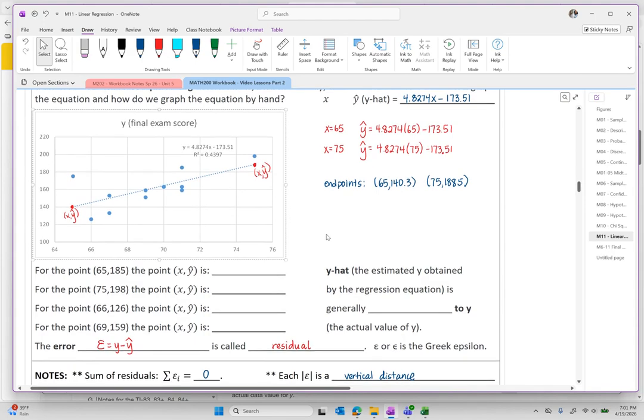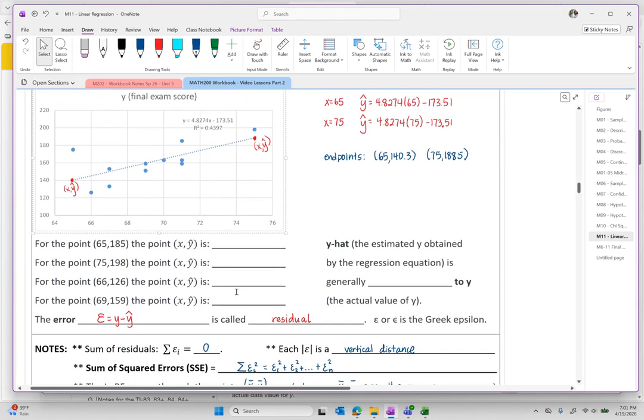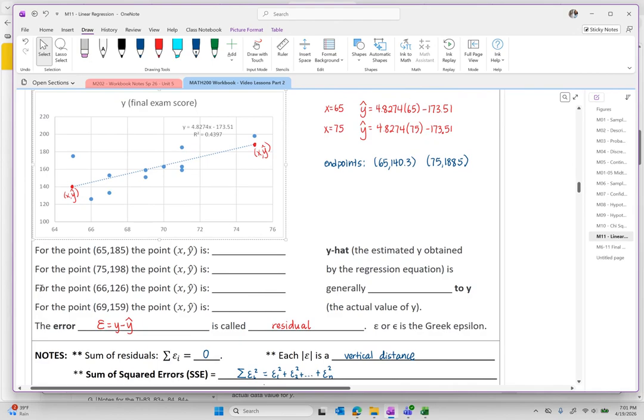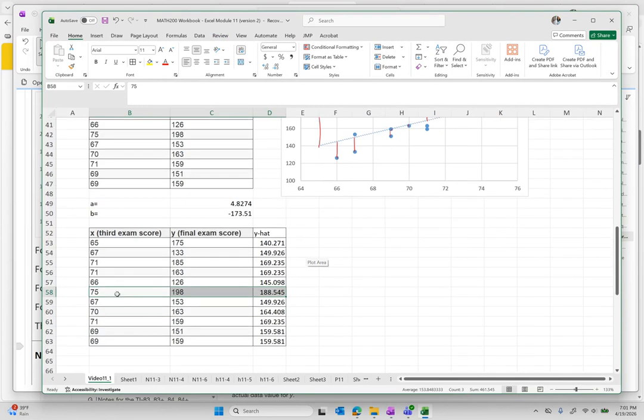So the question again is, for these points, how do we calculate the y hat? And the answer is that we plug the x value into the line and find the y hat. That's the same way that I would find the y hat for x equal to 66, and the same way I would find it for x equal to 69. And here I have had Excel do it for me. So for 66, I would have 145.1. And for 69, I have two data values. They both have the same y hat because the line will produce only one y value for an x value.